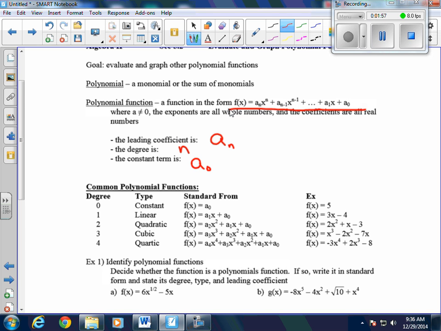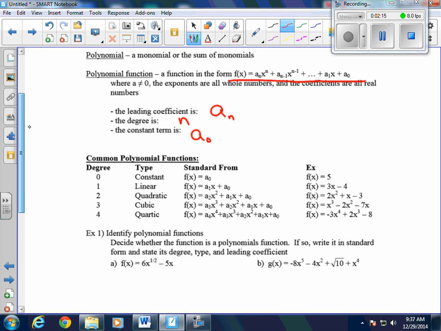So again, if we have this in standard form, the leading coefficient is always going to be your first number, your number out in front. The degree will always be the exponent of that first term, and the constant term is always the number at the end without a variable part.